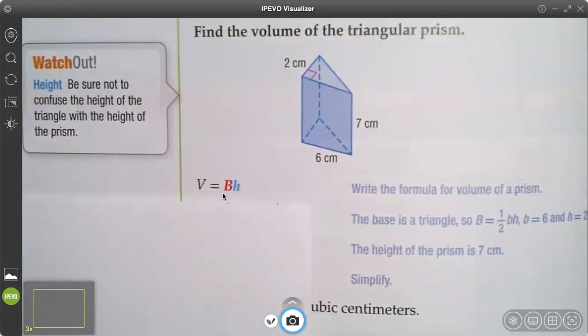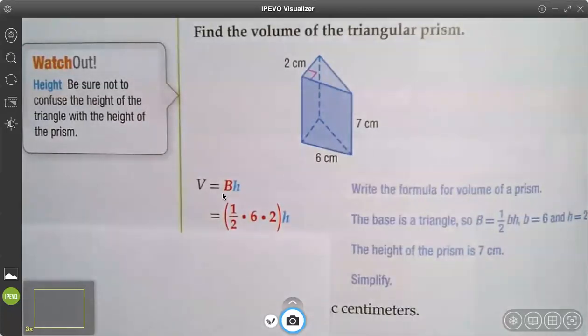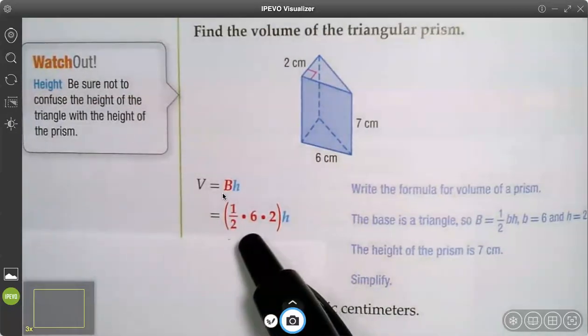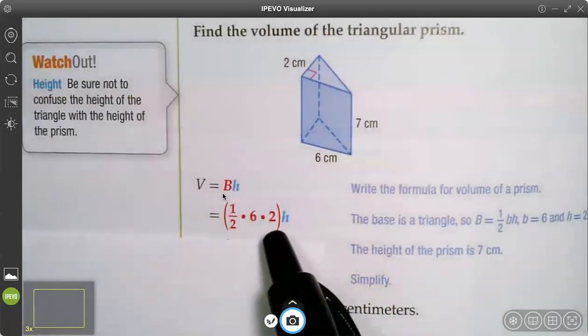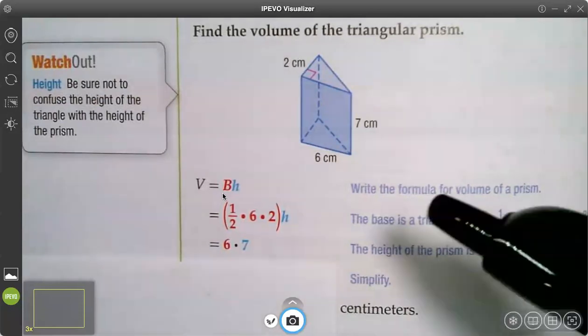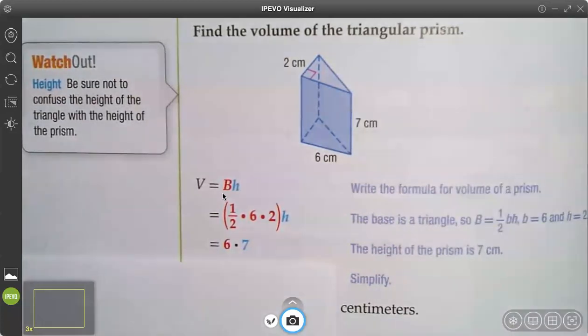Big B stands for the area of the base, but this time my base is half the length times the width, or half the base times the height. So to find the area of one of these triangles is half times 2 times 6, or half times 6 times 2. I could say half of 6 is 3, 3 times 2 is 6, or I could say half of 2 is 1, 1 times 6 is 6. But the area of your triangular base is 6 square centimeters. Now I have to multiply it by the height or depth of the prism, the distance between the two triangles, 7, to get my answer, which is 42 cubic centimeters.